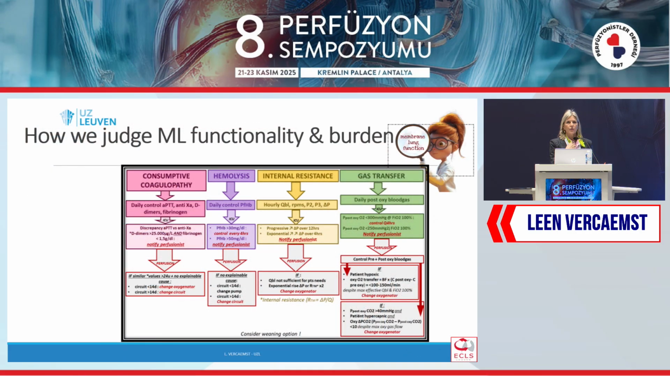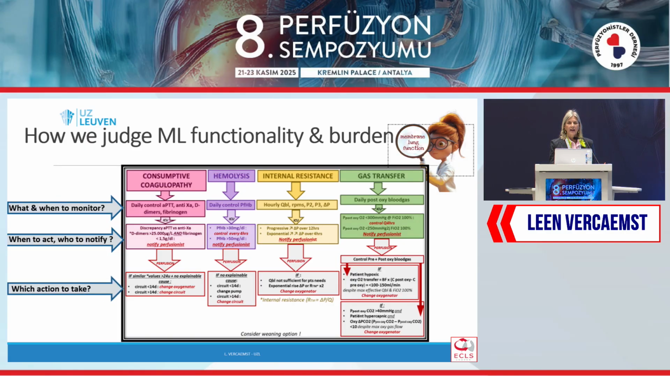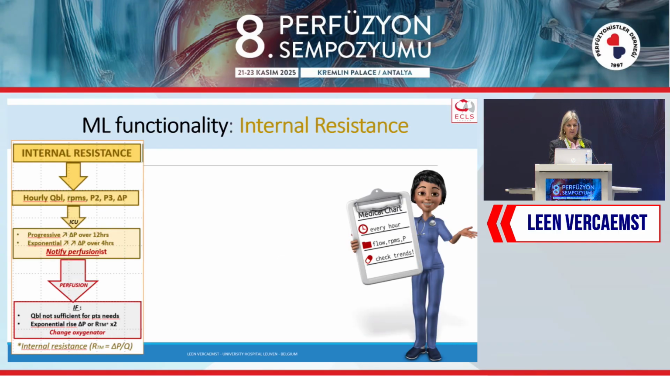That's our protocol, what we use in our center. And you see again the very nice algorithm and the 4 pillars of what we look at. We look at consumptive coagulopathy, we look at hemolysis, we look at internal resistance, and we look at gas transfer. And we defined who is monitoring what. We define when we have to act and when the nurse or the physician has to notify the perfusionist. And then we define which action has to be taken. And this way we have a very standardized way.